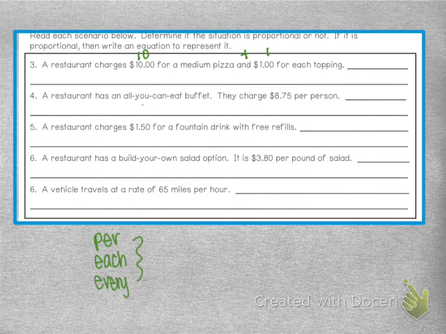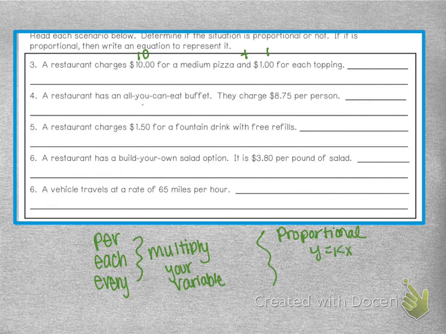We have learned that per, each, and every mean to multiply. But not only do they mean to multiply, they mean to multiply your variable. So this is where your variable exists in your equation. Also, the proportional equation is y equals kx, and non-proportional is y equals kx plus b. Okay? Or mx plus b.